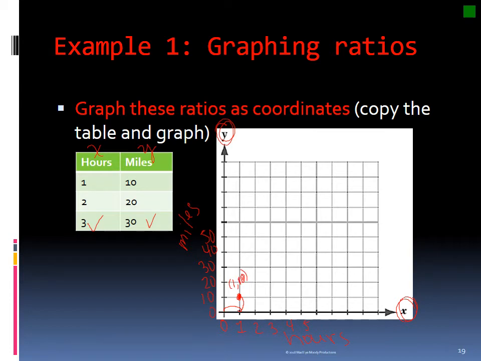Now I'm going to go to the 2-hour mark and then the 20-mile mark. This now is the coordinate 2, 20. A lot of people like to use the dotted lines, which is fine. And then my third coordinate, I go 3 hours, and then I go up to the 30-mile mark. So this coordinate is 3, 30. Now I have graphed these ratios as coordinates.